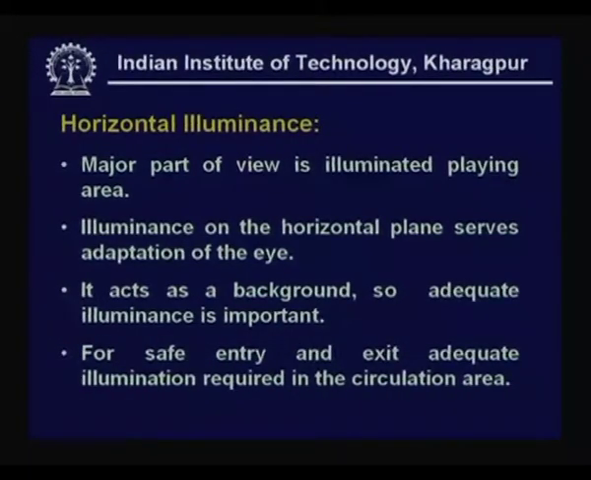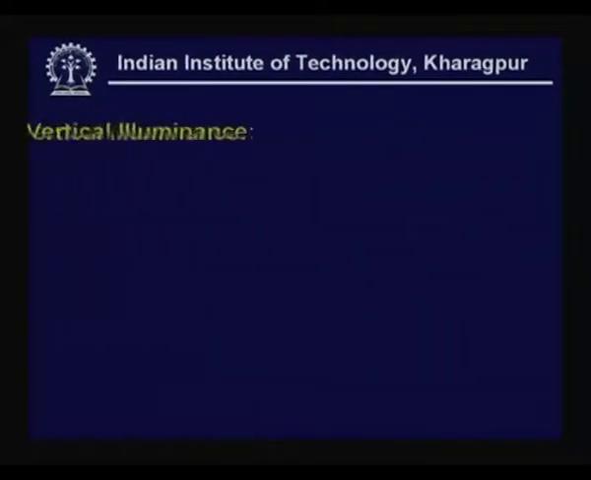Now, the circulation area, as already said, in the spectator zone adjoining the play area is necessary from the point of view of safe entry and exit. You need to have adequate illumination. These levels may be lower than what is required in the play area, but there are some minimum levels required to enable safe entry and exit.